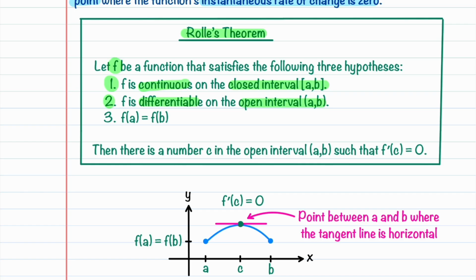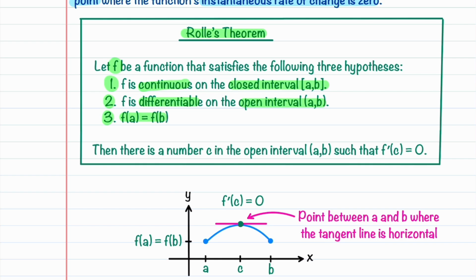So notice it's continuous on the closed interval and differentiable on the open interval. That just means it doesn't have to be differentiable at the endpoints. And then number 3 tells us that f of a is equal to f of b. That just means that the function has the same value at both of the endpoints.